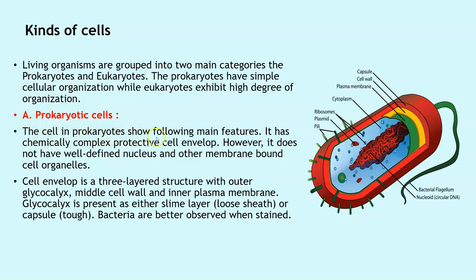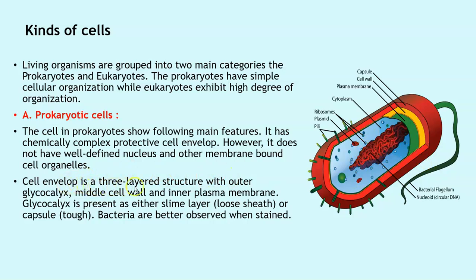The cell in prokaryotes shows the following main features. It has a chemically complex protective cell envelope. However, it does not have a well-defined nucleus and other membrane-bound cell organelles. Here is an image of a prokaryotic cell. You can see that it has a complex protective outer coat, but it does not have a well-defined nucleus. The nuclear material is just suspended inside the cell.